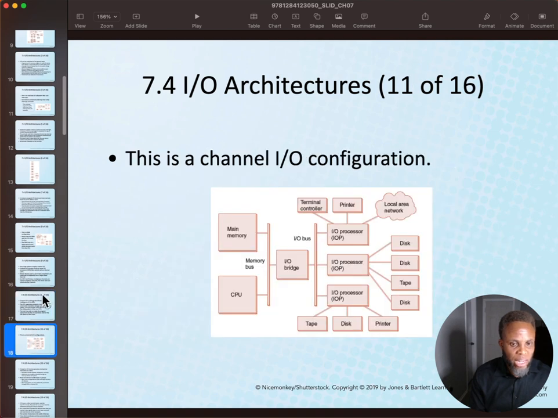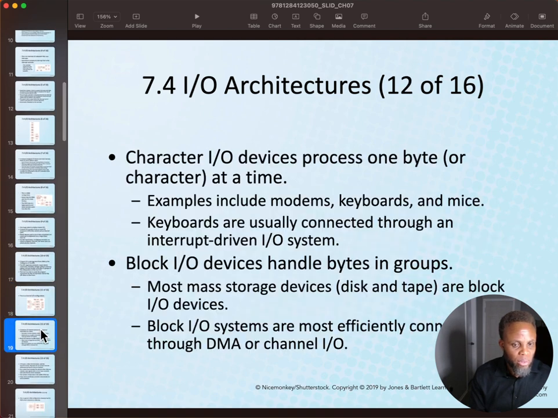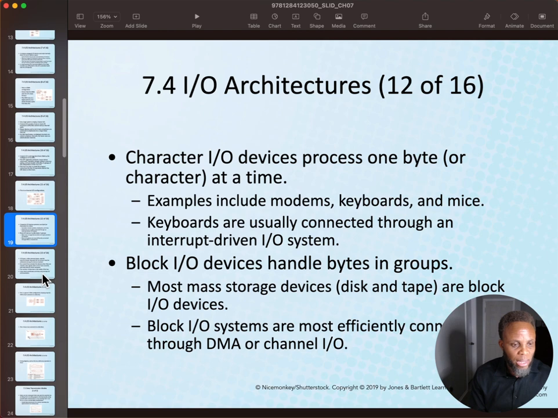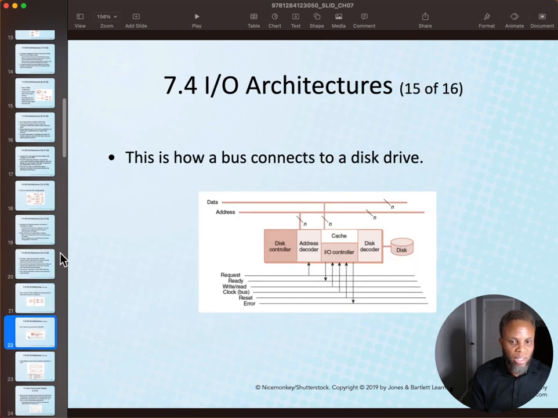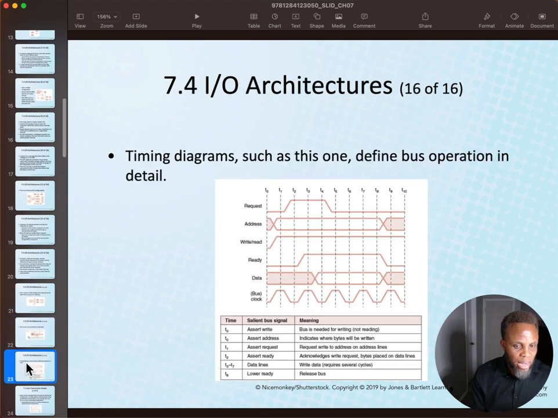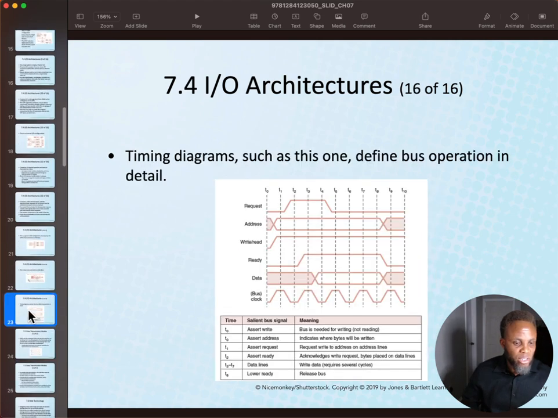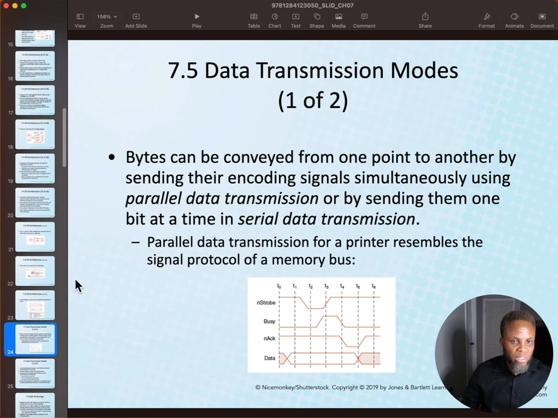So you can read through all of this and read through channel I/O. You'll read through a concept called multiplexing in there. Again, straightforward reading. I don't expect any challenges there. You read through the concept of how a bus connects to a disk drive, and you're reading in sections 7.5. It just quickly talks about data transmission modes.